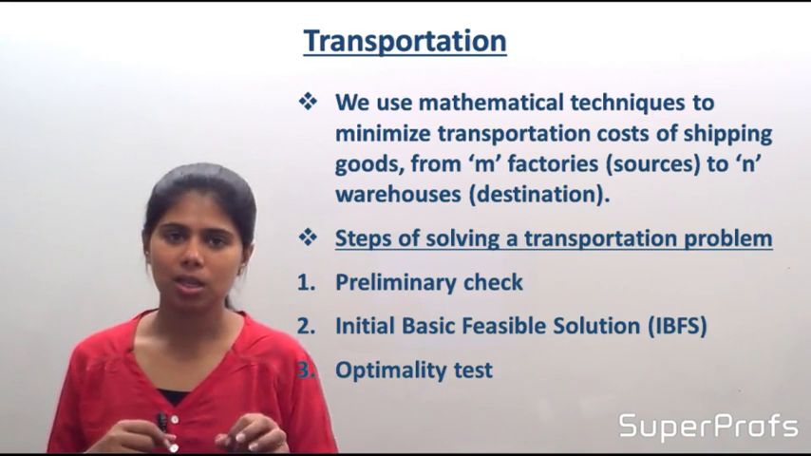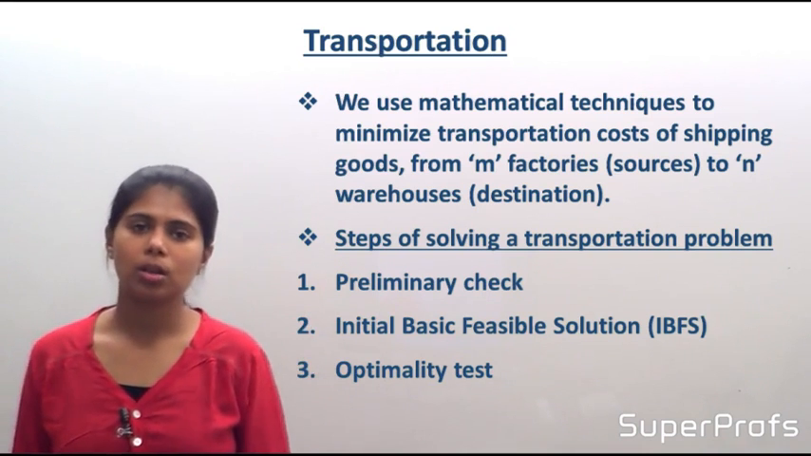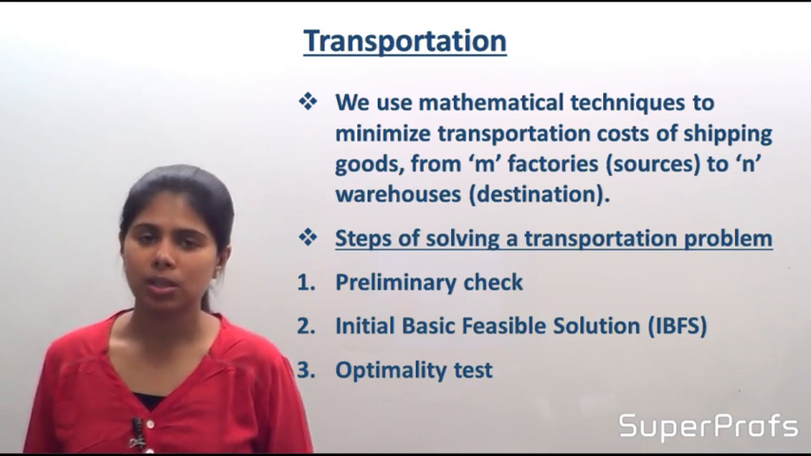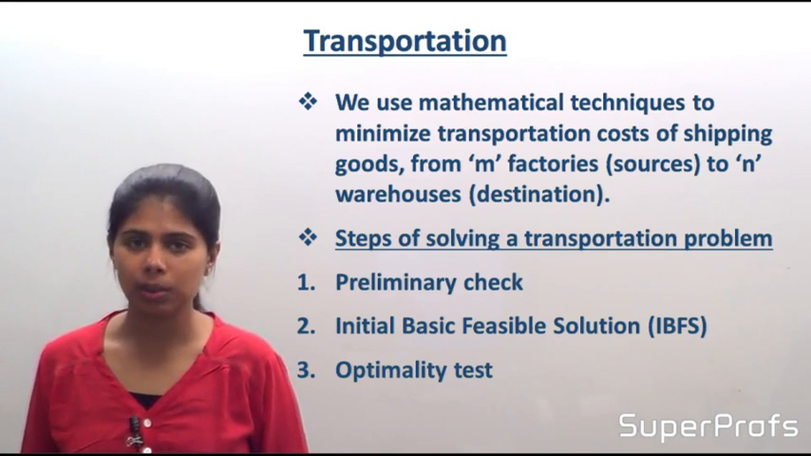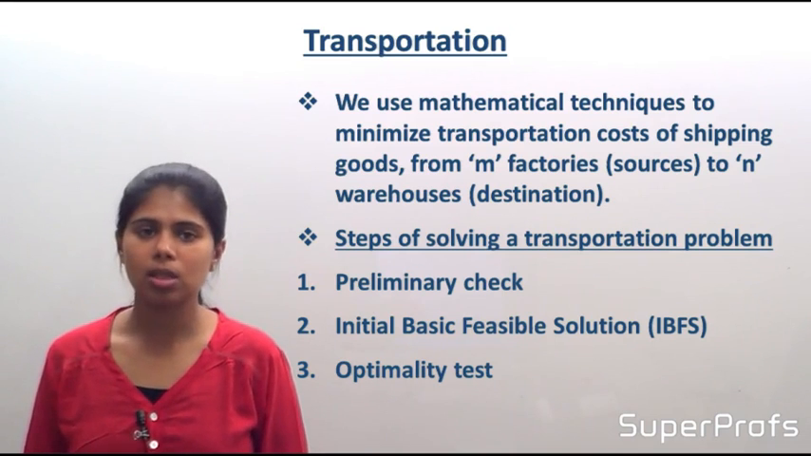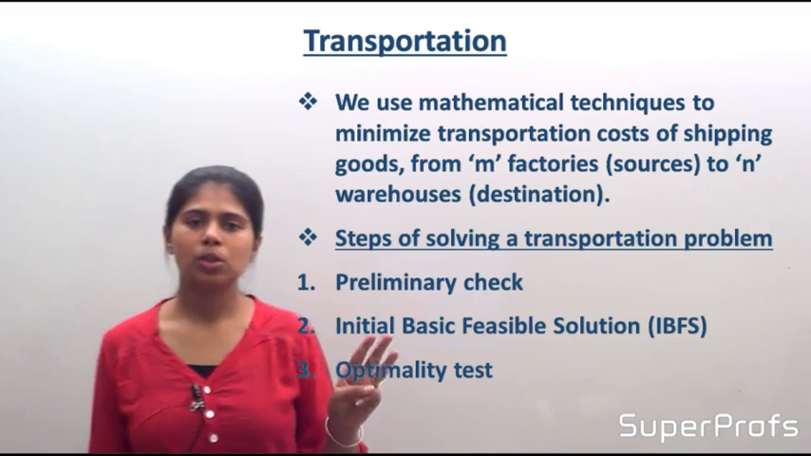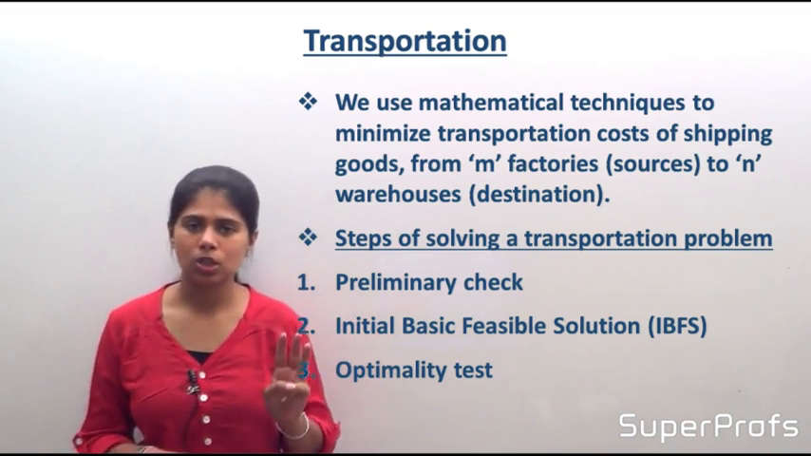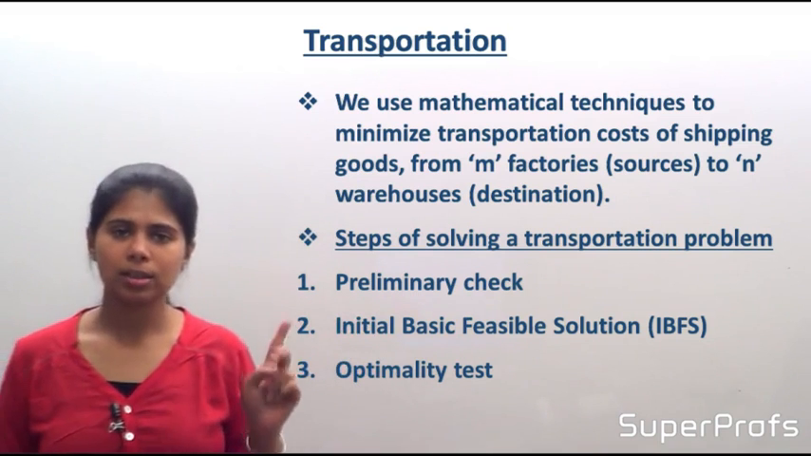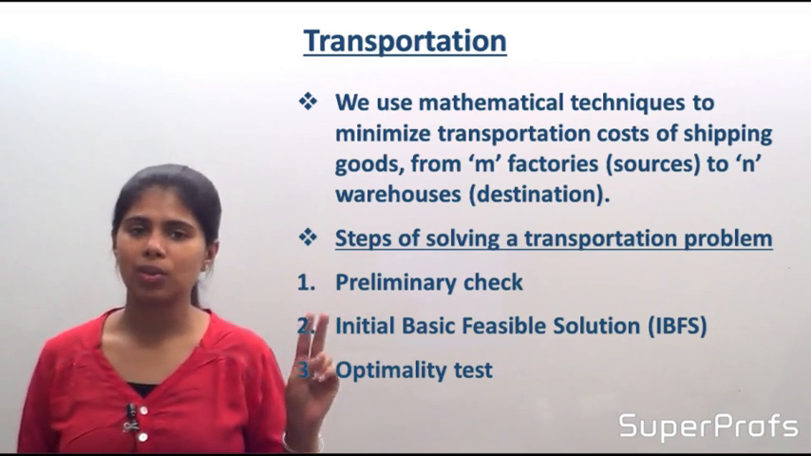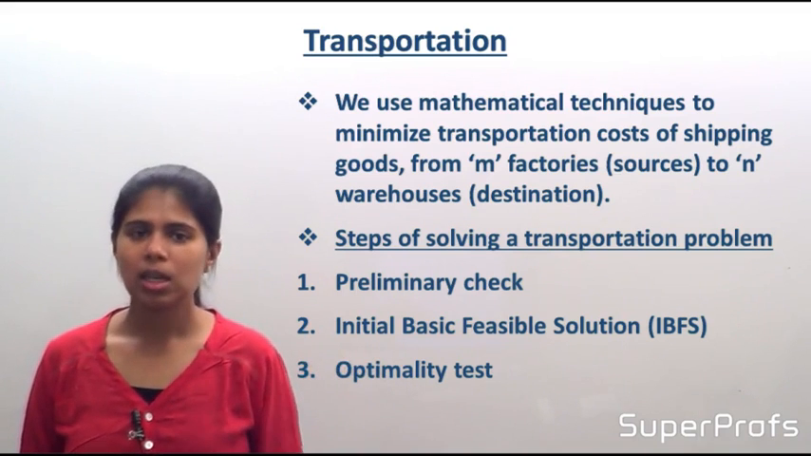What are the steps in solving a transportation problem? There are 3 steps involved. The first is the preliminary check. The second is the initial basic feasible solution. And the third is the optimality test. So there are 3 things that you have to do to be able to solve a transportation problem. The first is doing a preliminary check. The second is finding an initial basic feasible solution, also known as IBFS, and the third is to do an optimality test.